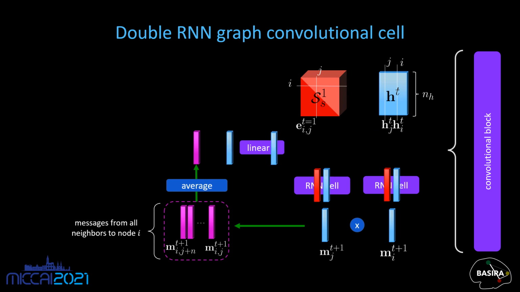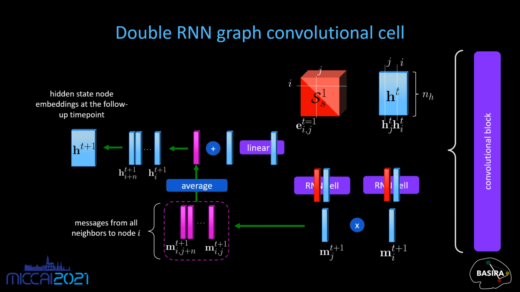We also pass Hi to an additional linear layer for learning node-specific features. Then we add it to the overall message vector. This embedded vector is created for all nodes in a multigraph, and the combination of these is the hidden state node embeddings at the next time point, t plus 1.